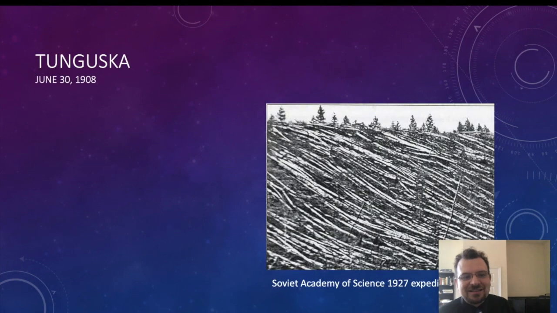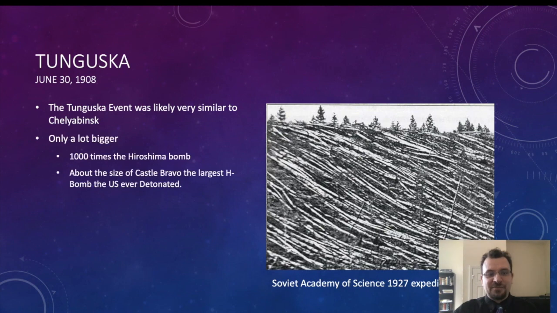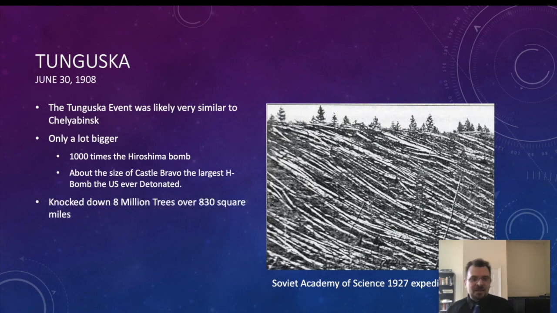So let's talk Tunguska. No, not an alien spacecraft exploding. The Tunguska event was likely very similar to Chelyabinsk, only a lot bigger. Like 1,000 times the power of the Hiroshima bomb, or about the size of the largest fusion bomb that the US ever detonated. It knocked down 8 million trees over an 830 square mile area.